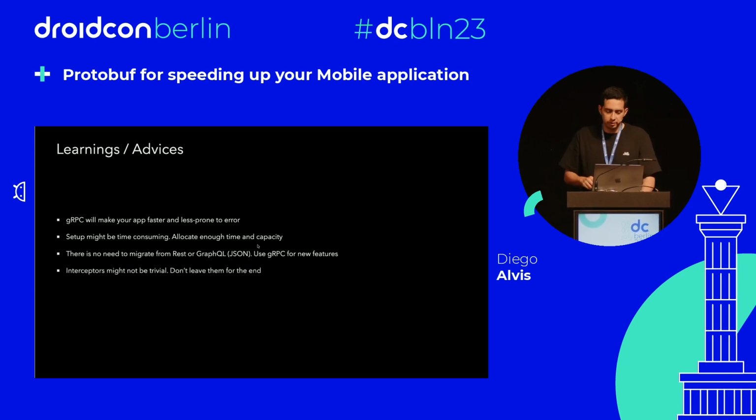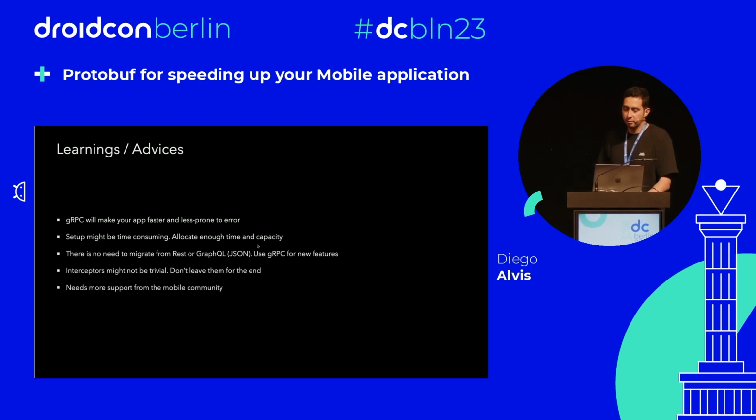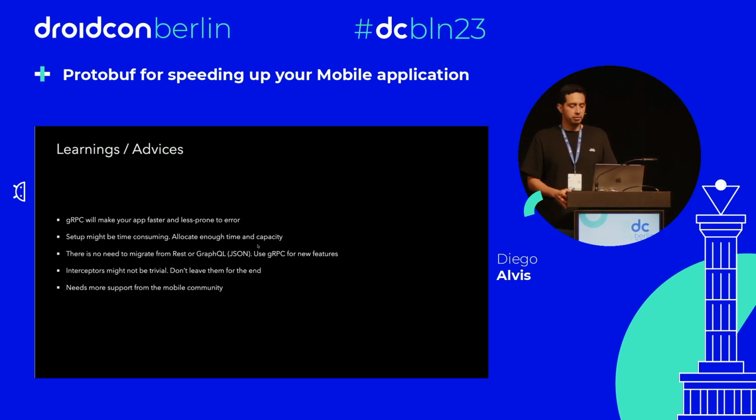And the interceptors are something that I didn't want to cover because it was a huge topic. But they are not simple, again. We struggled a lot with interceptors, so don't leave them for the end. Don't say, okay, let's do everything, and then interceptors for authorization and so on. And yeah, I think it needs more support from the mobile community. There is a lot of documentation in server-to-server communication, but very little for mobile, so I hope this will change, but for now, that is the situation.